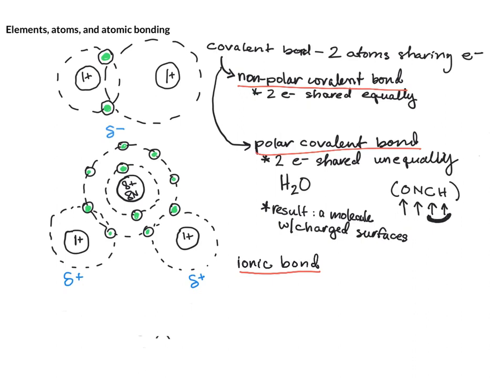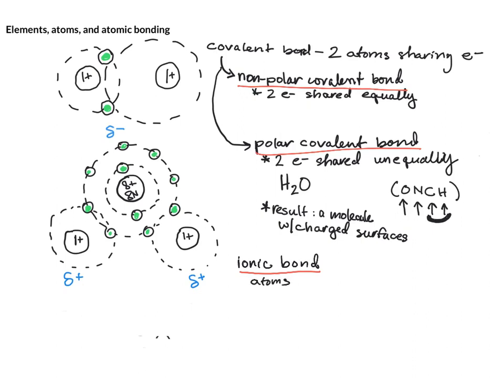Okay, so what's an ionic bond? An ionic bond occurs when instead of having atoms share electrons, we have atoms that have either gained or lost electrons and are now attracted to each other by the differences in charges. So let's get that jotted down here for you.